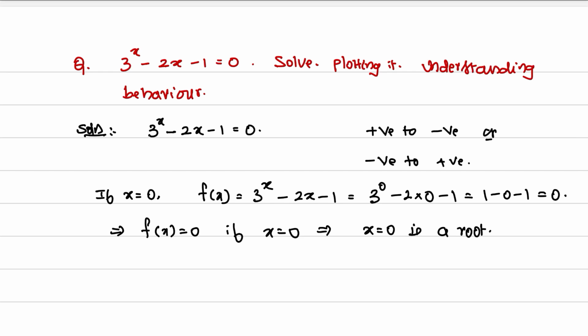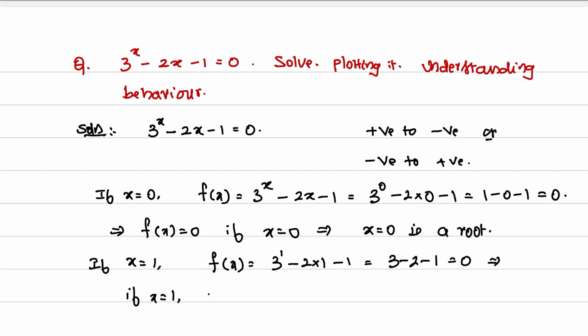This function is an exponential curve. Second, if x is equal to 1, let us say, what happens? f(x) is equal to 3 to the power of 1 minus 2 into 1 minus 1, which is equal to 3 minus 2 minus 1 is equal to 0. That means this value also satisfies the given equation. If x is equal to 1, f(x) is equal to 0, that implies x is equal to 1 is a root.